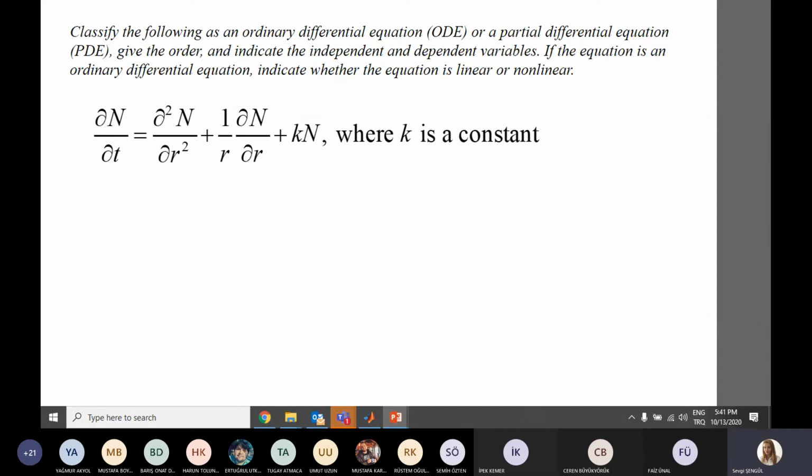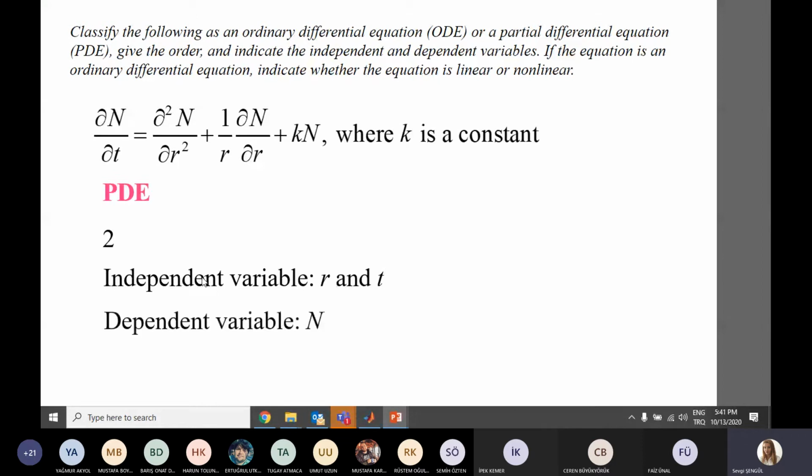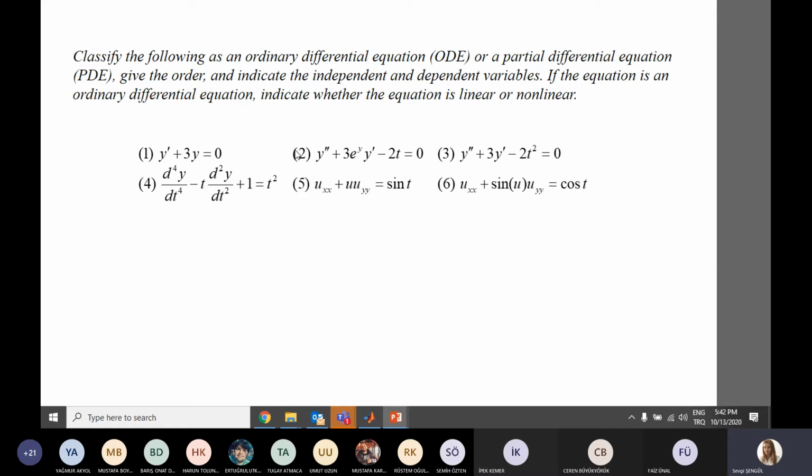Now, is it ODE or PDE? It is a PDE, exactly, because as you can see, we have two independent variables, t and r, and one dependent variable, n. The order is 2 because we have second derivatives. Is it linear? It is linear, because this derivative is alone, and this derivative has an r, which is okay. So k times n is okay. So this is linear.